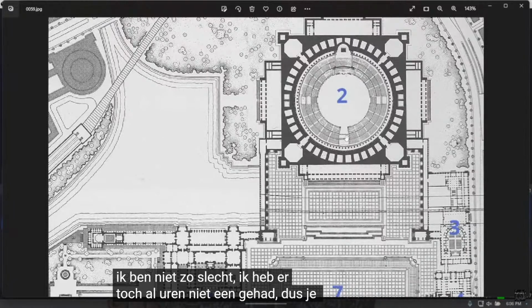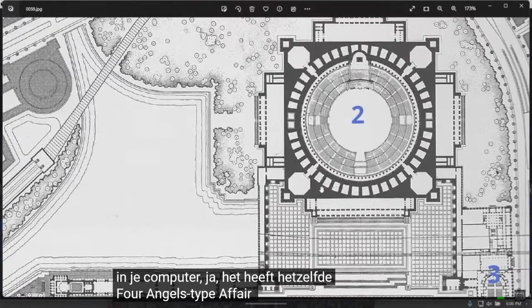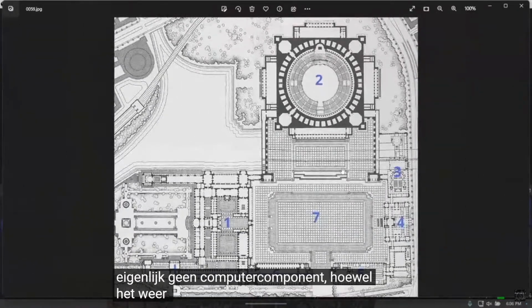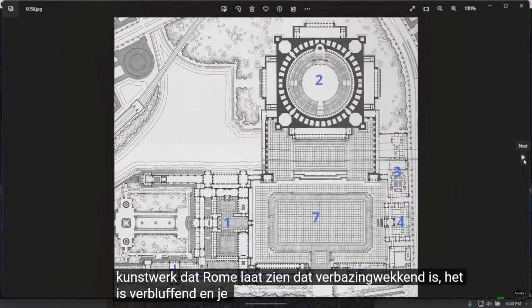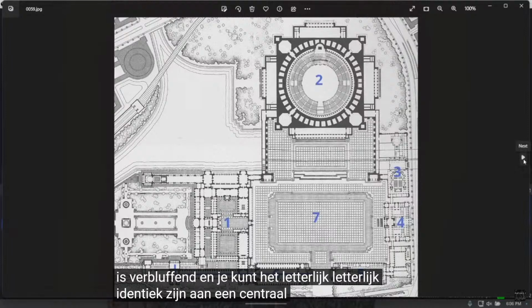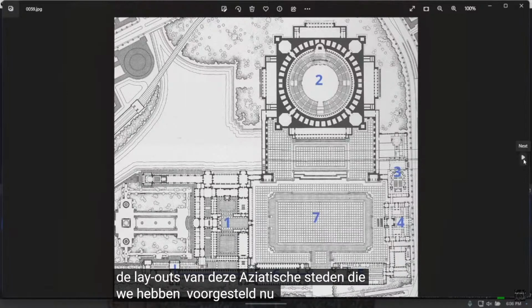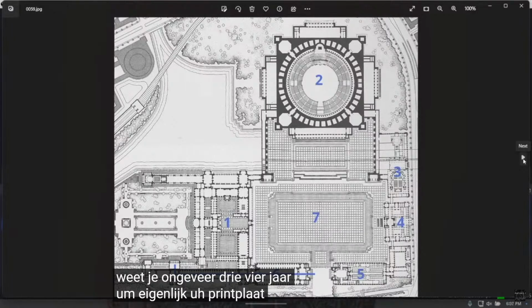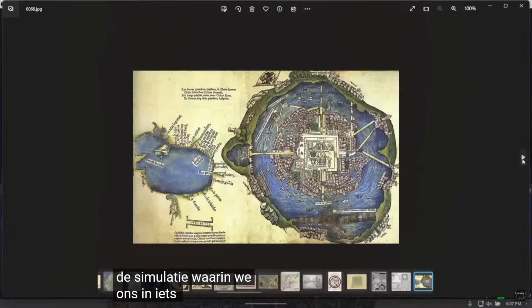Anyway, you know what your central processor looks like in your computer? Yeah, it's got the same four angels type of affair, like the structure of this place, but that is not actually a computer component, although it's identical. Again, it's a Piranesi artwork showing Rome. That's amazing. It is mind-blowing, and it is identical to a central processor of today's modern computers. So were the layouts of these ancient cities, which we've proposed for about 3-4 years, basically circuit boards, basically computing? Were cities computing, or are they even making the simulation that we find ourselves in? Something could be generating it.